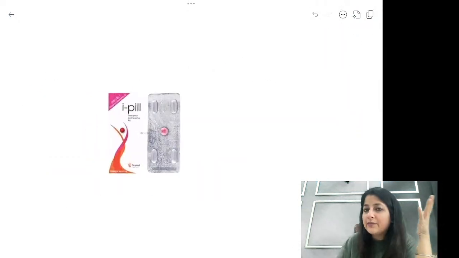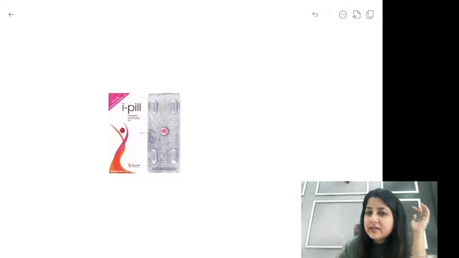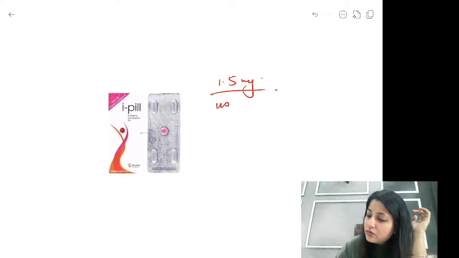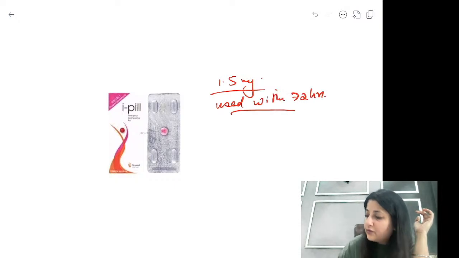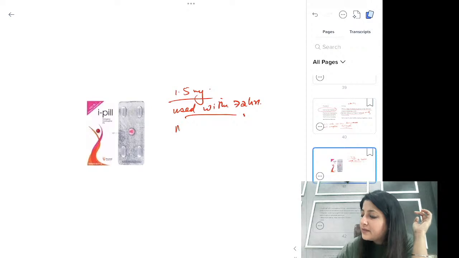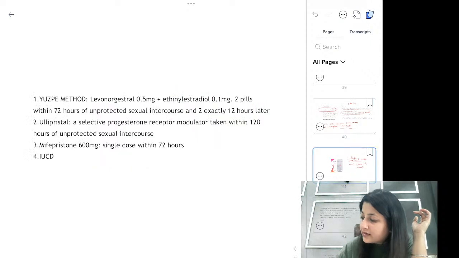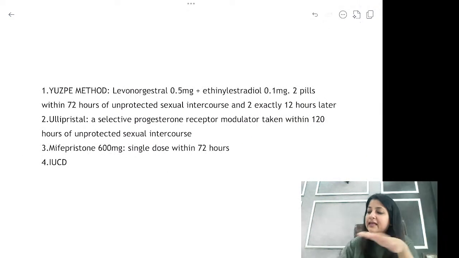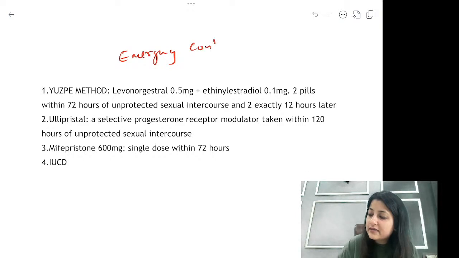What is this? I-pill emergency contraception. This is a progesterone only pill, 1.5 milligram. It should be used within 72 hours. And this is the most commonly used. But look at the next one, guys. These are the emergency contraceptions.